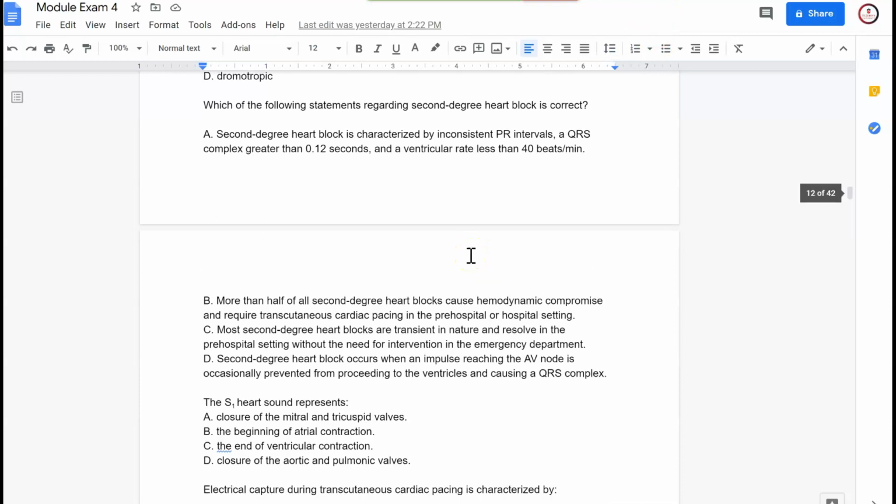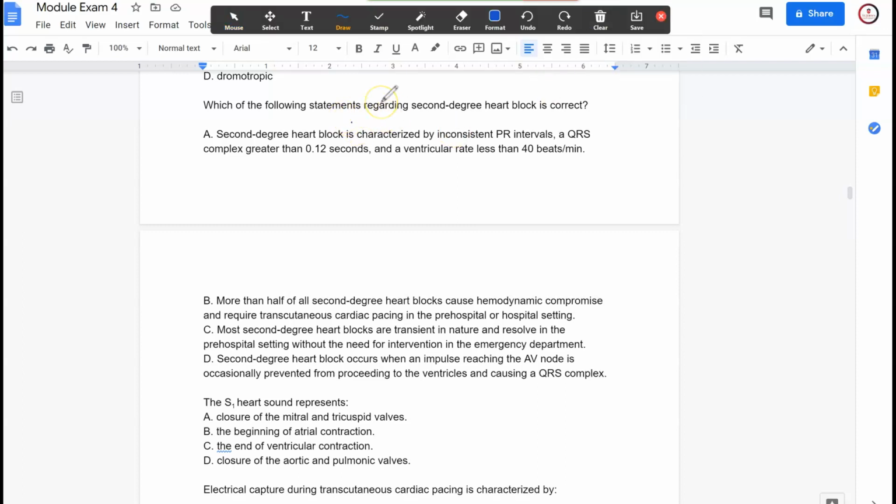Which of the following statements regarding a second-degree heart block is correct? Second-degree heart block characterized by inconsistent PR intervals, QRS complex greater than 0.12, and a ventricular rate of less than 40.